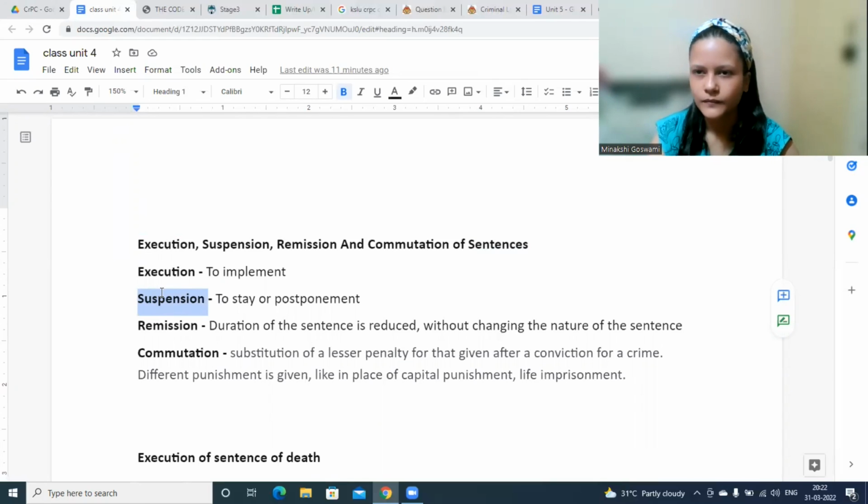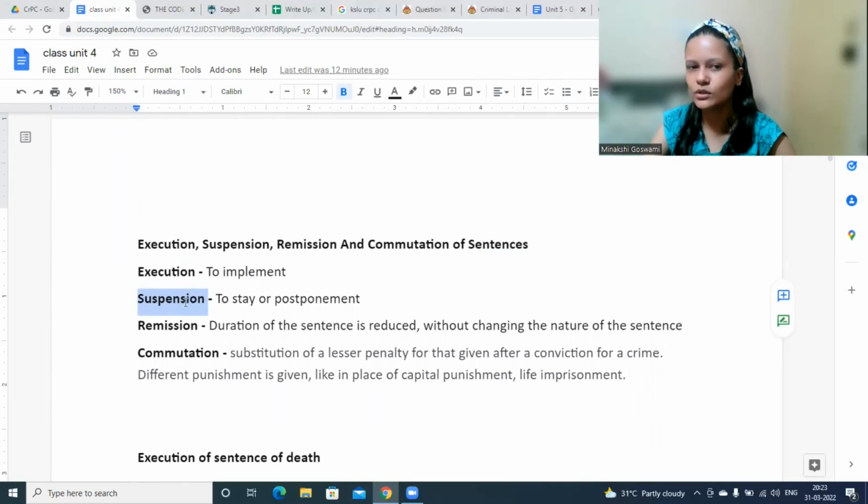Suspension. So what is suspension? Here it is written: to stay or postponement. Yeah, we see, right? This person was suspended from college for 5 days. That means for 5 days you should not come to college. After that you can come, because you might have done something wrong. A person is suspended from his job for 5 days, as in he has done something wrong. That means for 5 days you do not come. After that you can come. As in we are delaying it, right? For 5 days we have delayed the process.